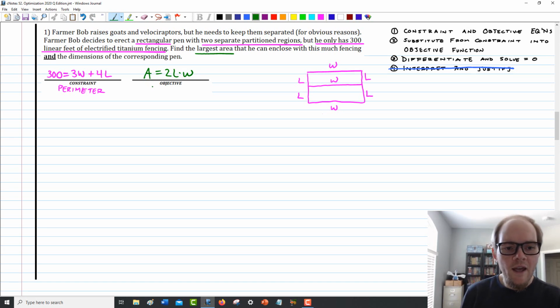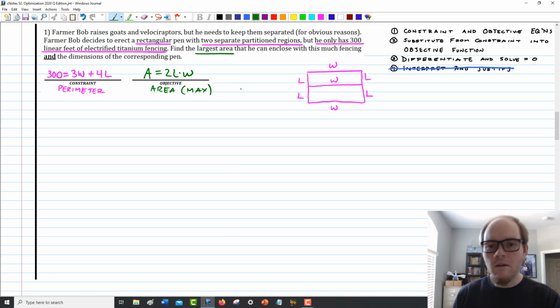So given that we now have that, our objective function was our area, and we are trying to maximize it, because of course Farmer Bob wants his goats and raptors to be the healthiest of all goats and raptors. And actually by producing raptors, they will by definition be the healthiest because they are extinct. But setting that aside, we can attack the problem now that we have it.